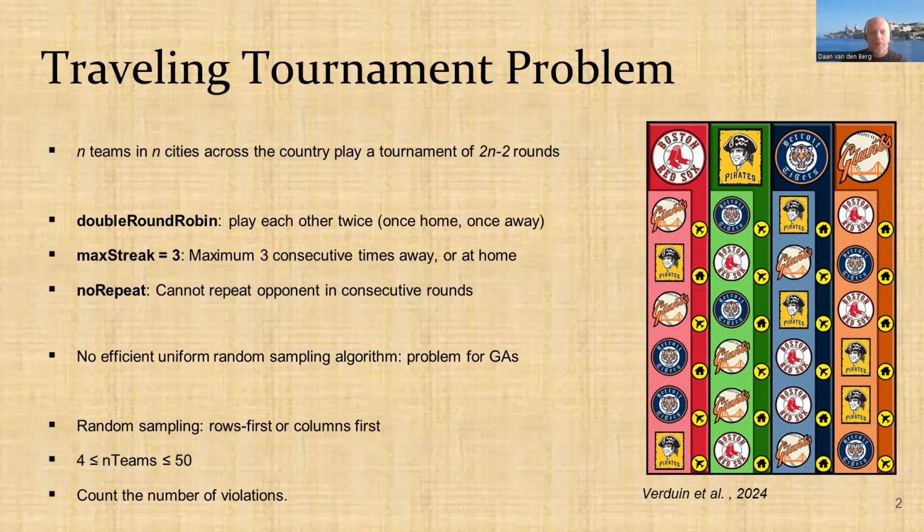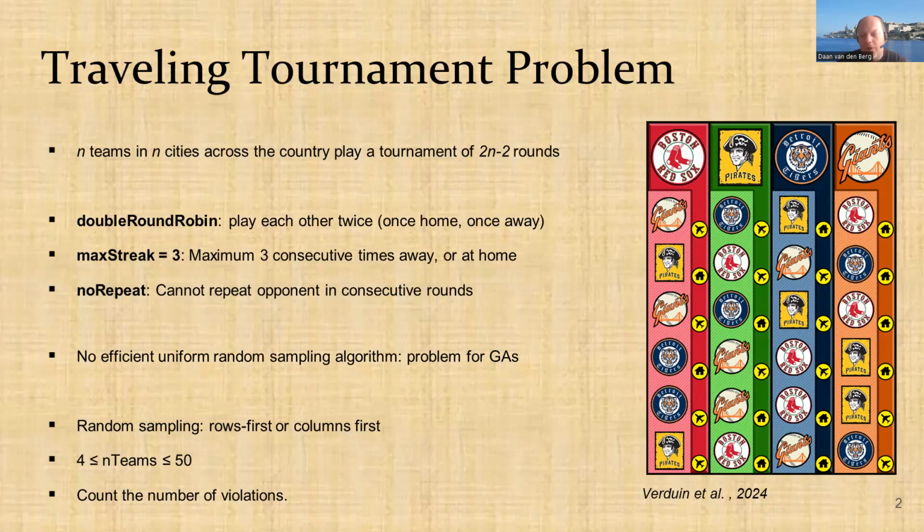The problem with the traveling tournament problem is that we don't have a uniform random sampling algorithm. It is very hard, let alone optimizing a schedule, to find a valid schedule in the beginning. And this is a problem for genetic algorithms.